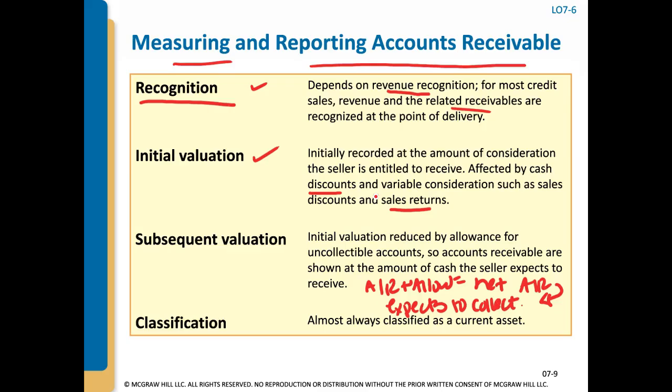And then you have to classify your accounts receivable. Is it a current asset or non-current asset? Typically, almost always, it's a current asset, because typically accounts receivable are paid within 30 to 60 days.